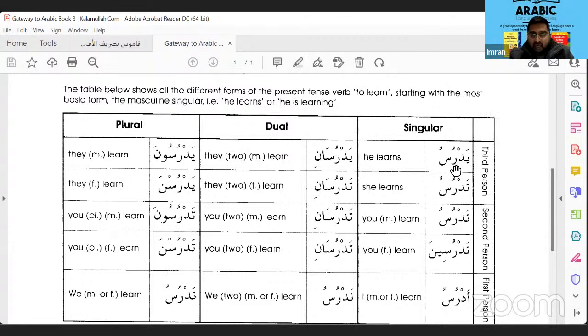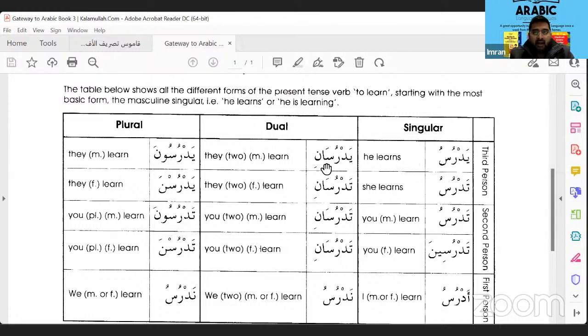The ra had a fatha, we change that to a dhamma, and in the singular, darasa, the seen with a fatha changes to a dhamma. So darasa, yadrusu. So yadrusu, he learned or he will learn. The present tense comes in two meanings, present tense or future tense. So yadrusu, he learns. That is he learns, singular.